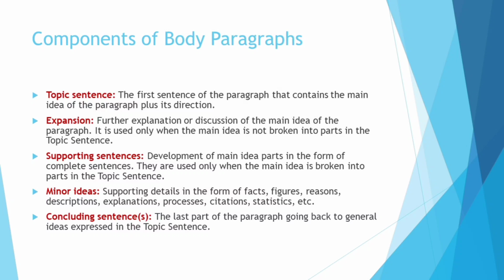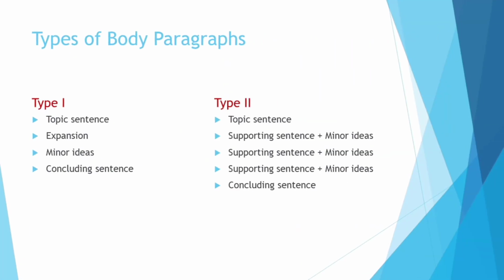You will have a lot of minor ideas. These are your supporting tools that you have. You could have facts, figures, reasons, descriptions, explanations, processes, citations, statistics, data, so on and so forth, which could be organized depending on the kind of body paragraph you have. And then usually at the end, as a final sentence, or sometimes two sentences at the end of the body paragraph, you have a kind of concluding sentence that summarizes and wraps up the whole discussion in the body paragraph. Now, it is possible to put these components together and form two types of body paragraphs. Academically, usually we have one of these two types.